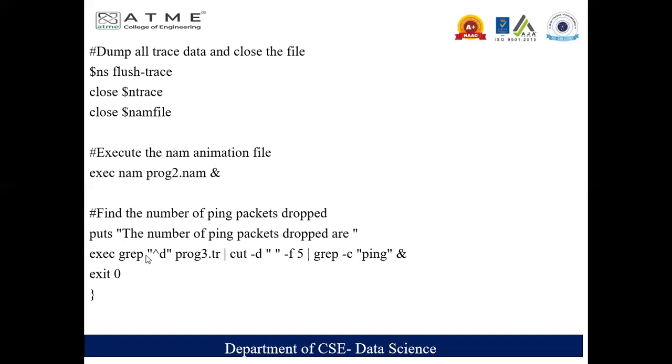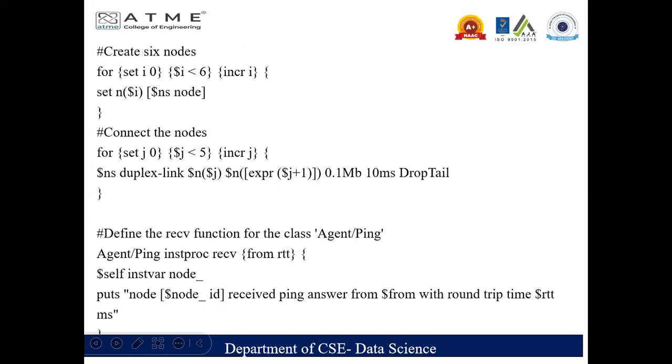And once it is done, we are going to check the number of packets that were pinged. For that, we are going to execute the NAM file, and then find out the number of ping packets dropped. We use the grep command: in the trace file, wherever there is a capital D, we are going to find it, and we also count the number of packets with the keyword ping. We are going to find that many counts, so you get the dropped packets and the ping packets.